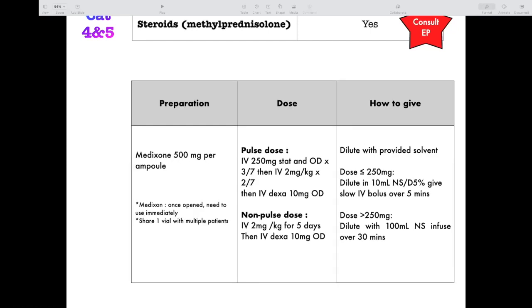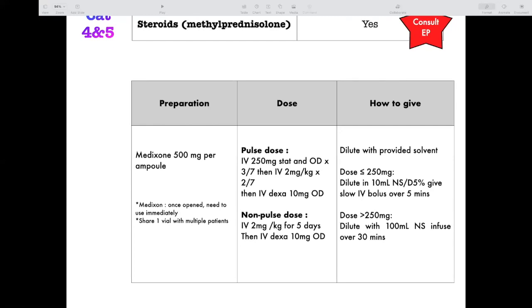So this is how we prepare IV methylprednisolone. Bear in mind that one ampule contains 500 mg. The dosage we normally give is divided into two, which are the pulse dose and the non-pulse dose. For pulse dose, we give IV methylpred of 250 mg OD for 3 days, followed by IV methylpred of 2 mg per kilo for 2 days, and followed by IV Dexa of 10 mg OD.